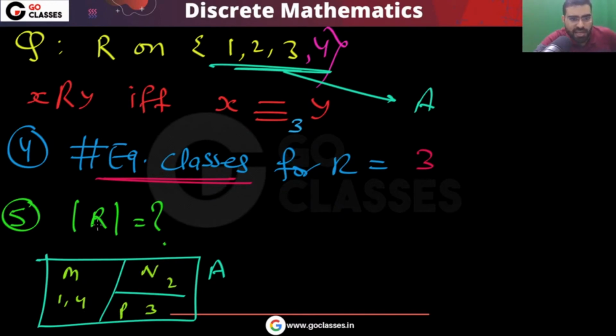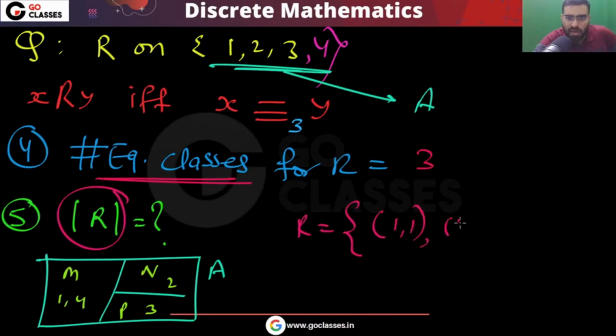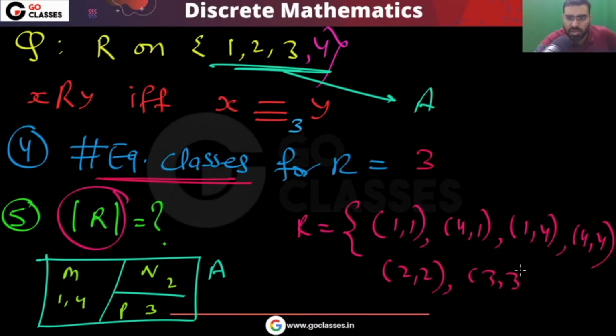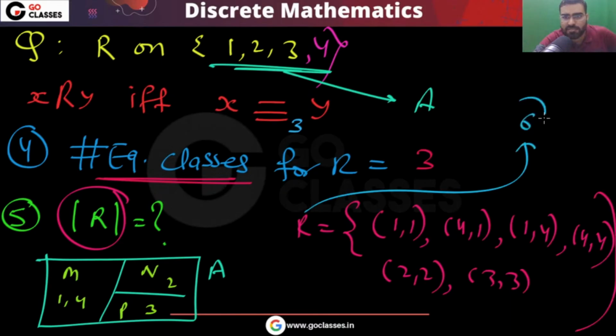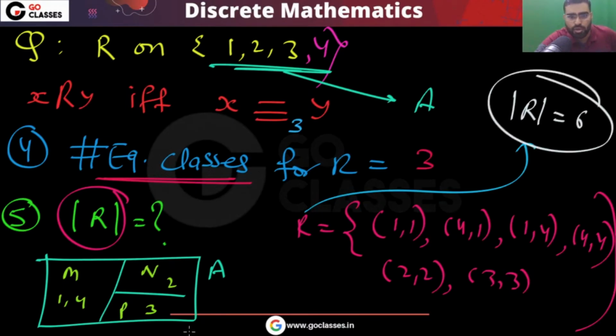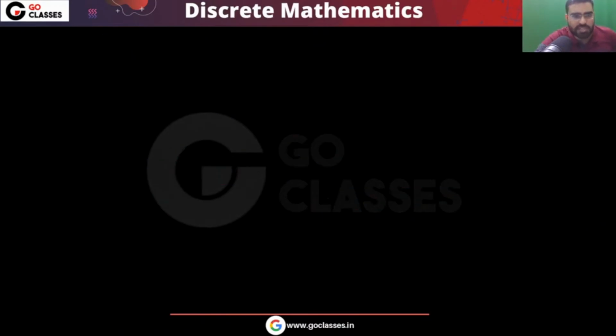Now, for the cardinality of R, in R this type of pairs will happen. 1 will be related to 1, 4 will be related to 4, 4 will be related to 1, 1 will be related to 4. Similarly, 2 will be related to 2, 3 will be related to 3. So the cardinality of this relation R, you can easily see, is 6. How to find this 6?